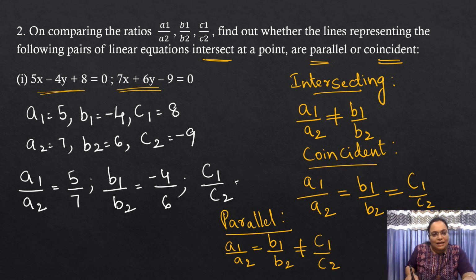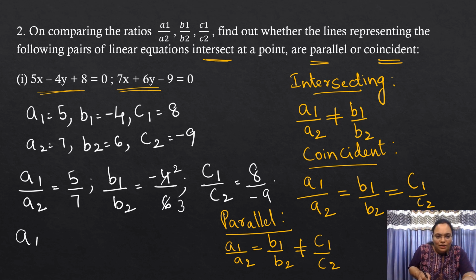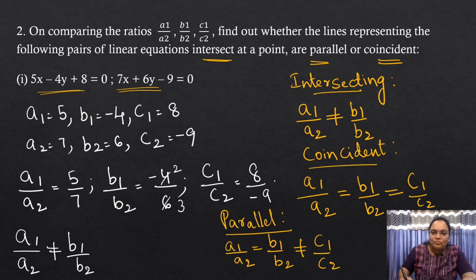C1 by C2 is 8 by -9. If you see B1 by B2, it can be further simplified as -2 by 3. But still we can say that A1 by A2 is not equals to B1 by B2. So this is the condition for the intersecting lines. So we can say that the given pair of equations intersect at a point.